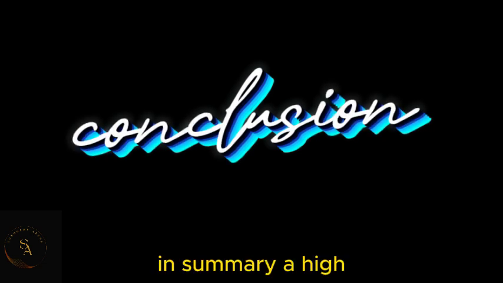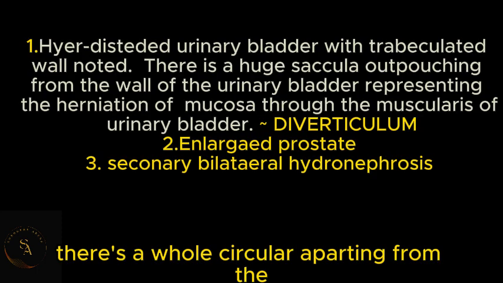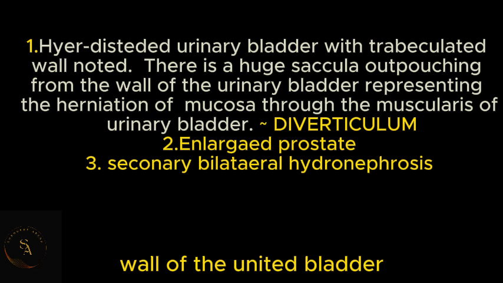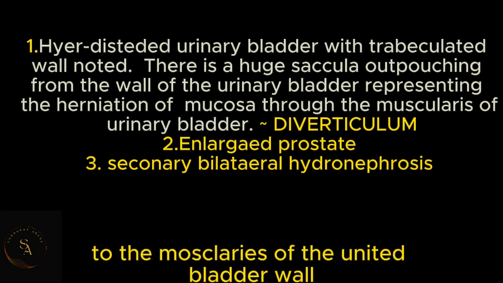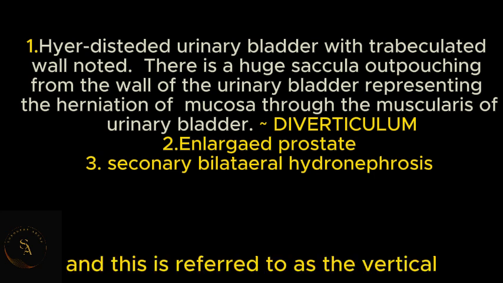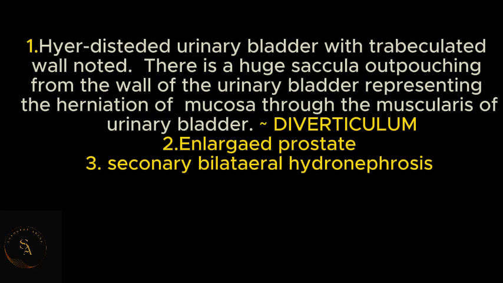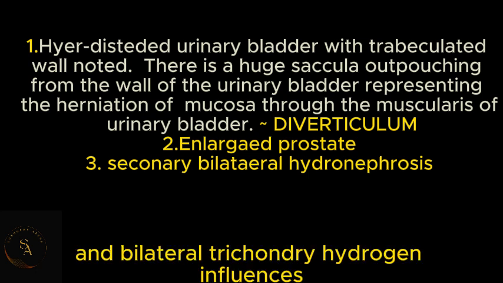In summary, a hyperdistended urinary bladder with a trabeculated wall is noted. There is a huge circular outpouching from the wall of the urinary bladder, representing the herniation of mucosa through the muscularis of the urinary bladder wall, and this is referred to as a diverticulum. There is also the presence of an enlarged prostate and bilateral secondary hydronephrosis.